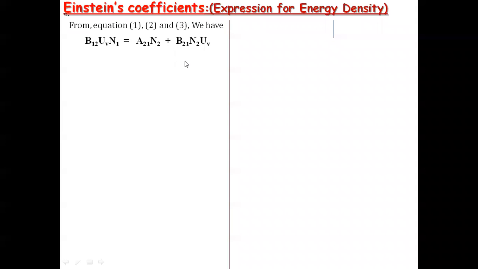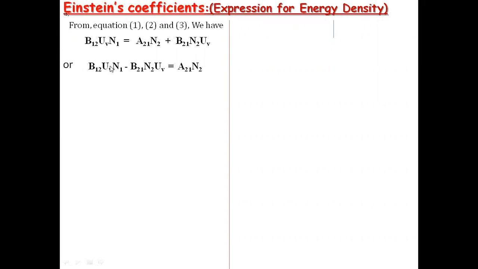Now here I have defined three different Einstein coefficients. B12 represents the Einstein coefficient during induced absorption. A21 represents the Einstein coefficient during spontaneous emission. B21 represents the Einstein coefficient during stimulated emission. These are the things which I have already discussed. Now I can rearrange them. I will take the terms containing U nu, that is energy density. What is our aim? Our aim is to obtain an expression for energy density, right?